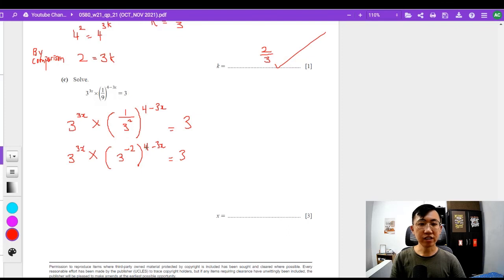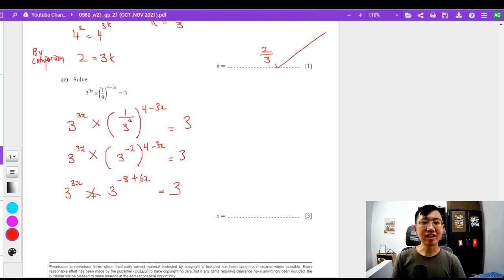Now here they test you another law of indices, right? With your bracket, power side by side, you have to multiply the power. It's like an expansion. So let me expand the other part first. No wonder it's a 3 marks question. A lot of things to do. Here we are going to expand. Negative 2 times 4, that will be negative 8. Negative 2 times negative 3x, that will be plus 6x. Copy back, this one equals to 3.